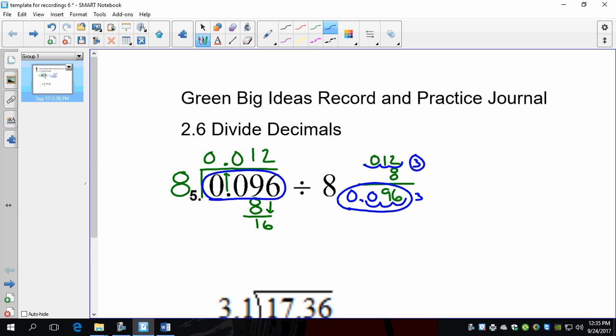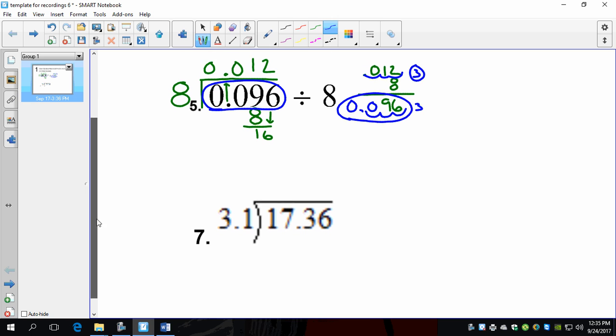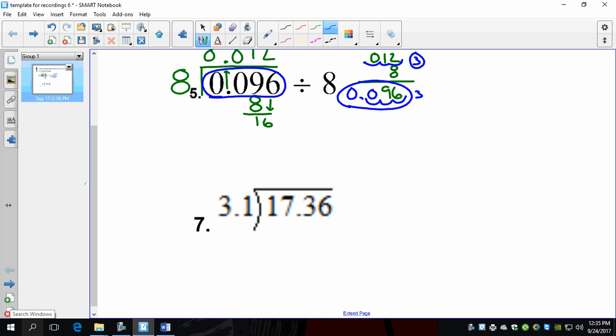I'm going to scroll down and take a look at number 7. Number 7 is a little bit different. It's set up for us correctly, but we have a decimal in our divisor. 17.36 is our dividend. 3.1 is our divisor. Here's where we have to make sure we pay attention.